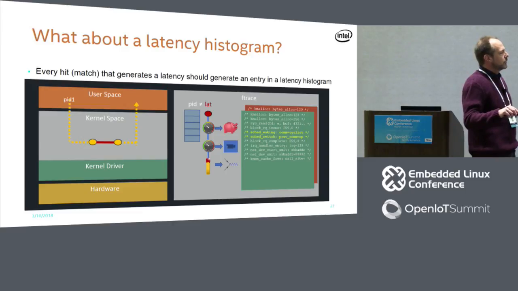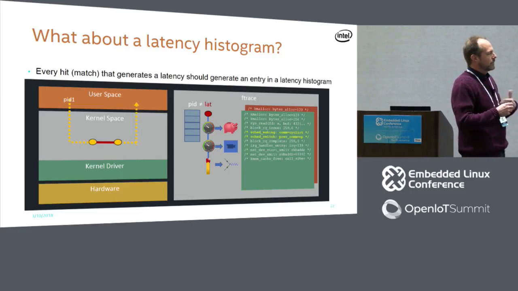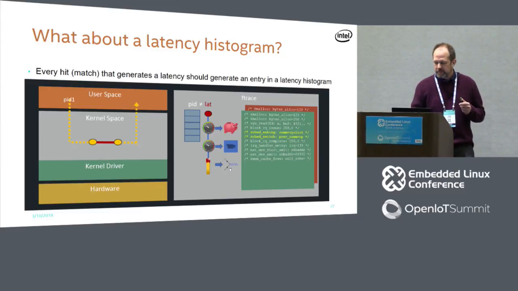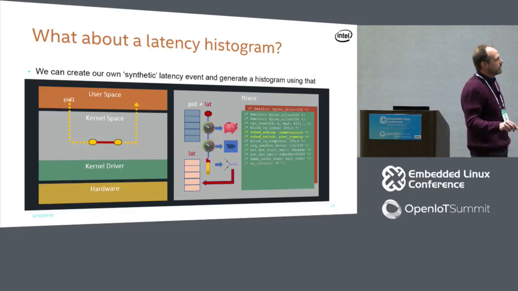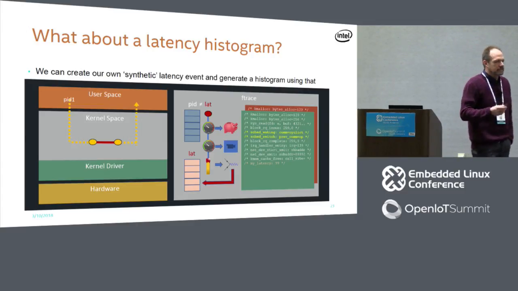So we're going to create an event of our own design, and we've designed it to contain the latency. So whenever we have a match, we have it generate our custom event, and you can see here it goes into the trace buffer, just like any other event. What's important about that is because it's actually a bona fide event, we can apply all the machinery to that event as we do to any other event, such as create a histogram, for instance, or we can take snapshots or say whatever.